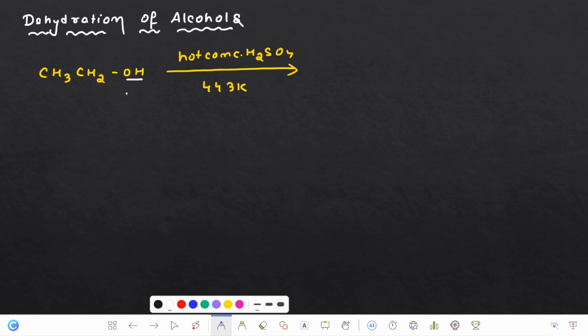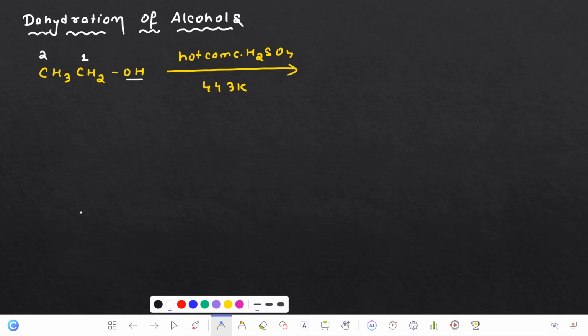So how do you have to remember this? OH is connected to this first carbon. Okay, so from this first carbon we are removing the OH group, and from the second carbon we have to remove hydrogen. Okay, we have to remove OH. Obviously the carbon to which OH is connected, we call it the first carbon. Okay, and the carbon next to the first carbon we call the second carbon. So basically from the first carbon we are removing OH, and from the second carbon we are removing H.